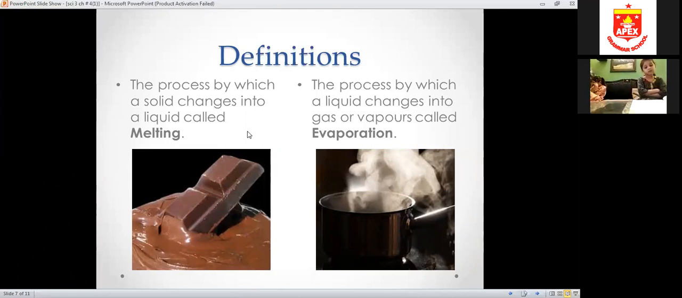The next process is evaporation. Here in a pot there is water, and this liquid water changes into gas or vapors. You can see there is steam where my cursor is moving. When liquid changes into vapors or gas, this process is known as evaporation.